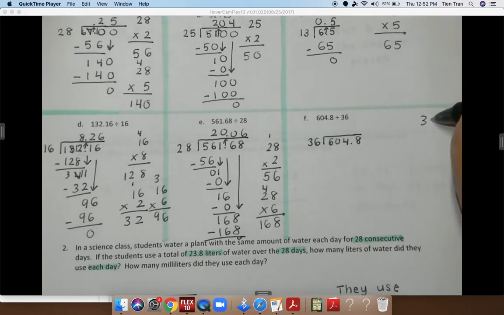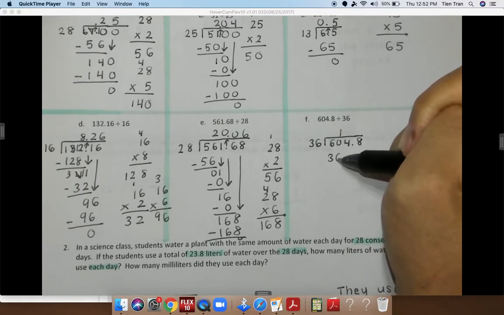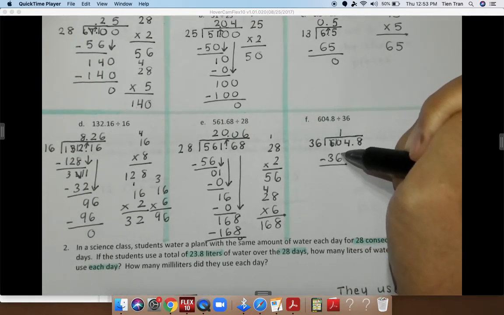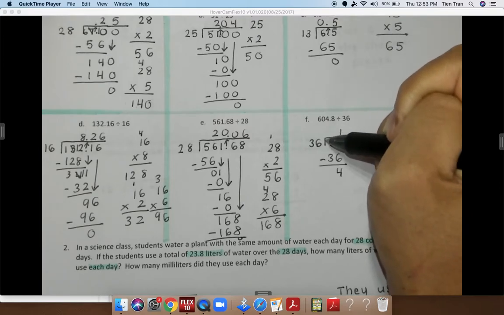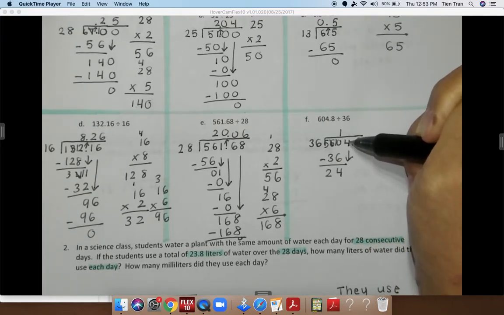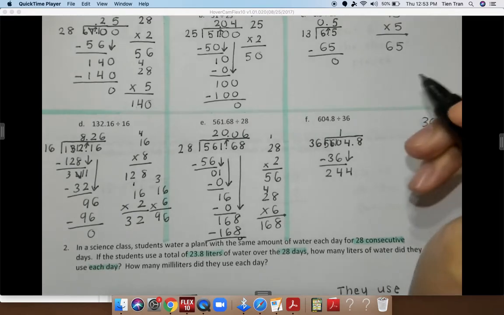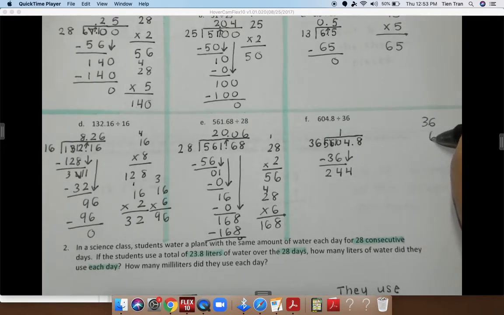I'm going to try 36 and subtract. 10 minus 6 is equal to 4. 6 changes to 5. 5 minus 3 is 2. Bring down your 4. You get 244. How many times can 244 go in? I'm going to try 6 times and see if that works.